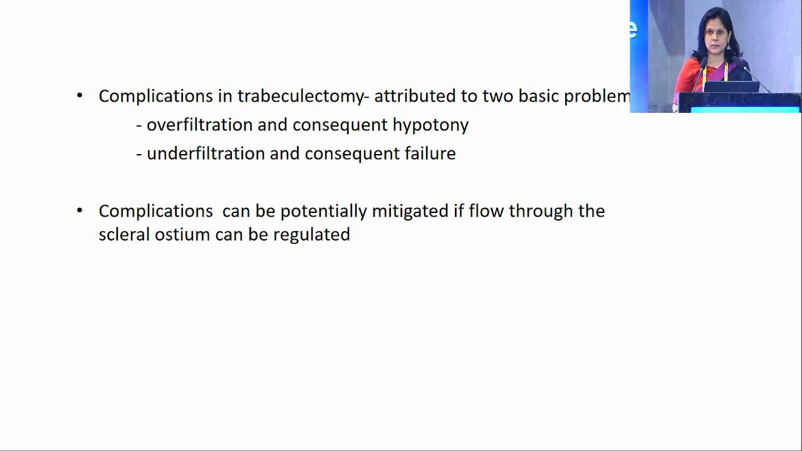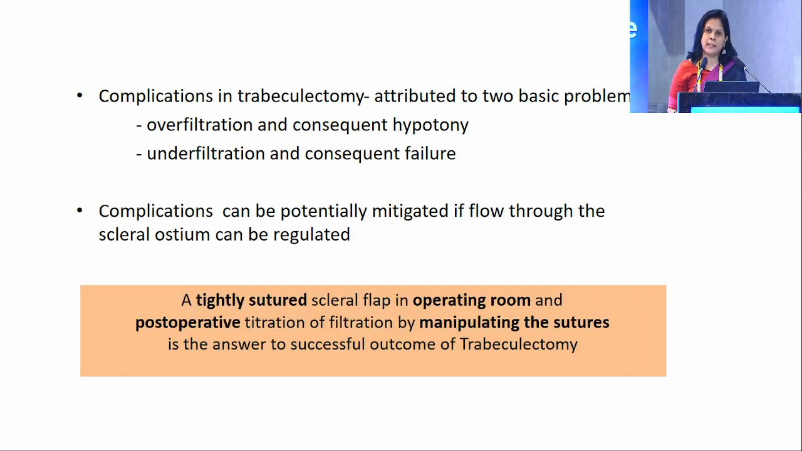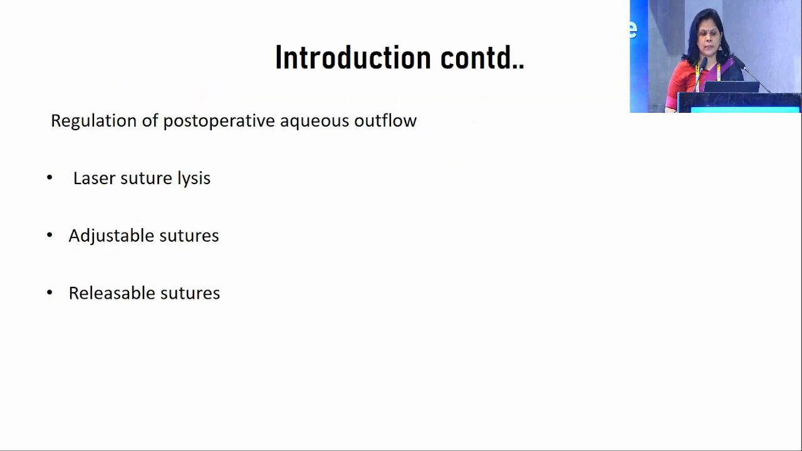And these complications can be mitigated if flow through the scleral ostium can be regulated. So tightly suturing the scleral flap in the operating room, and post-operative titration of the filtration by manipulating the suture, is the key to the successful outcome of trabeculectomy. This can be done in 3 ways: laser suturelysis, adjustable sutures, and releasable sutures.